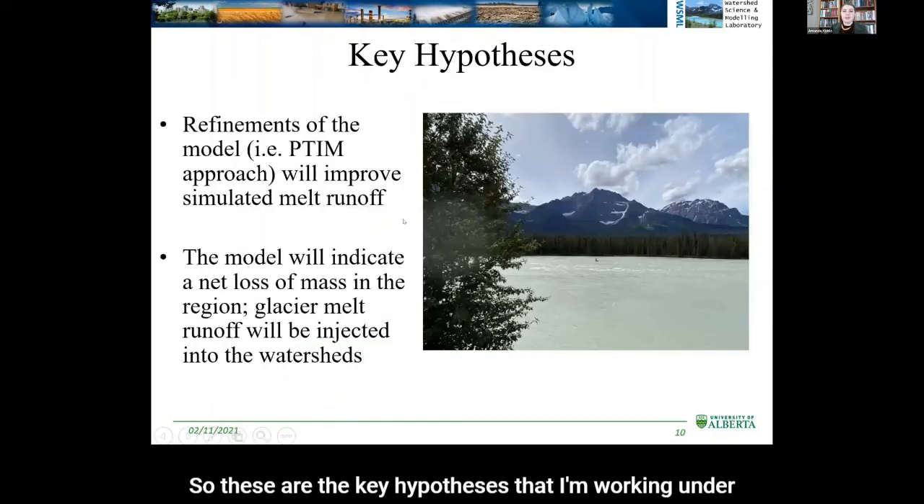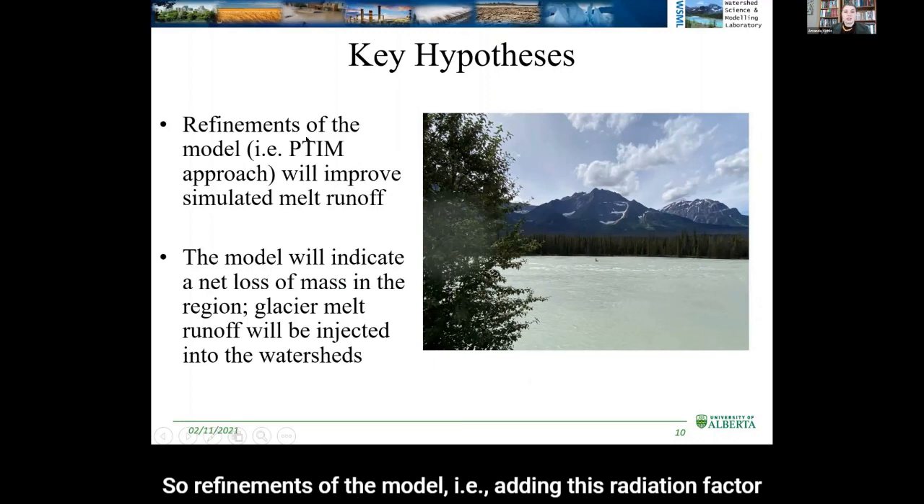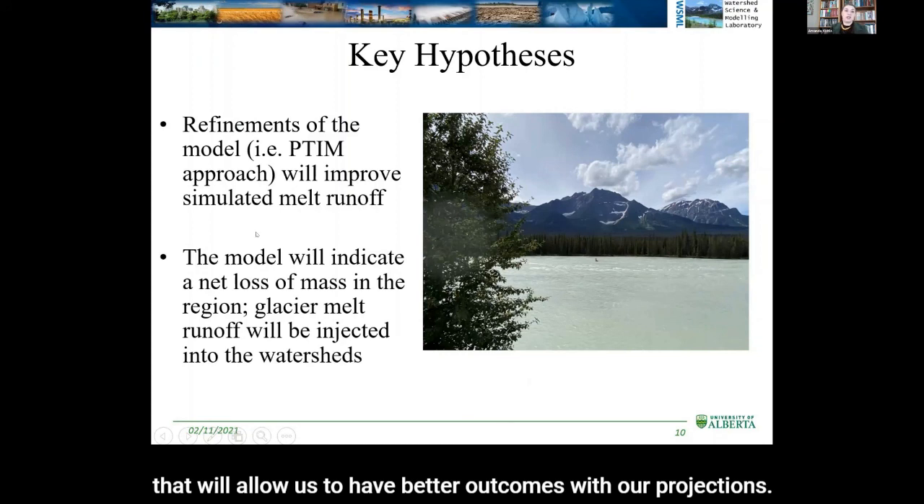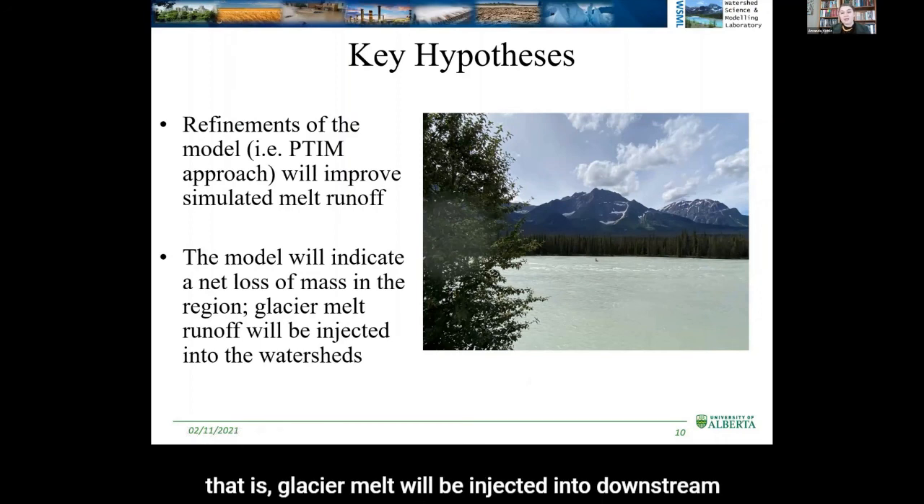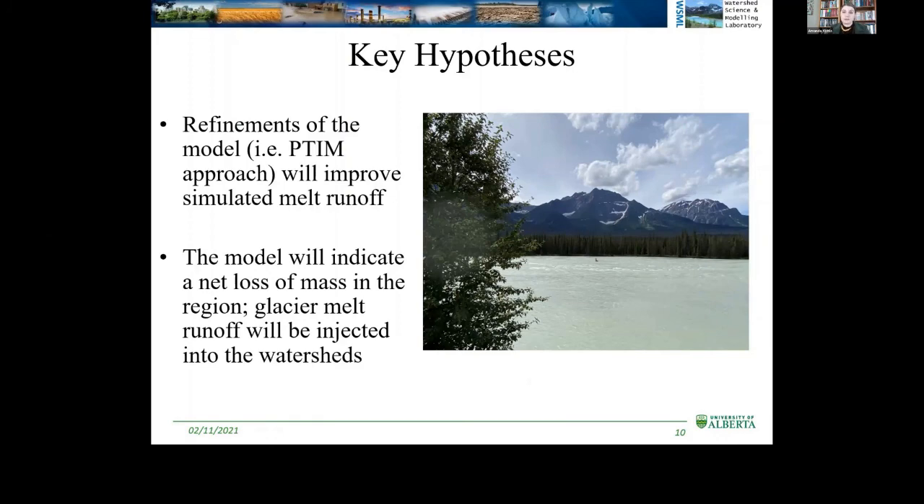So these are the key hypotheses that I'm working under and kind of our outcomes that we expect. So refinements of the model, i.e. adding this radiation factor, will improve the simulated melt runoff of the model. And then that will allow us to have better outcomes with our projections. So we expect that the model will indicate a net loss of mass in the region. That is, glacier melt will be injected into downstream. And so what are the possible impacts of that?